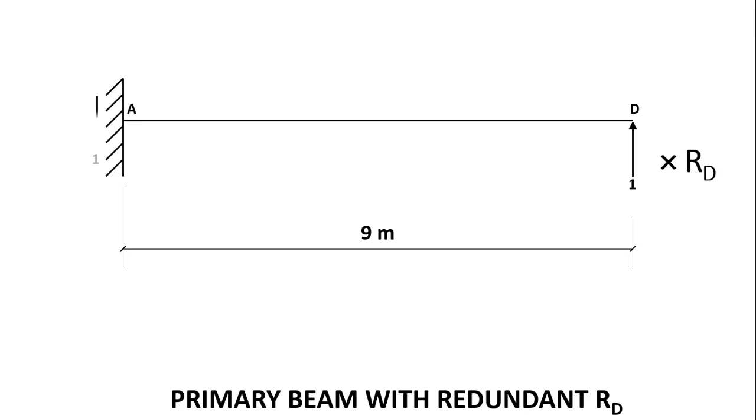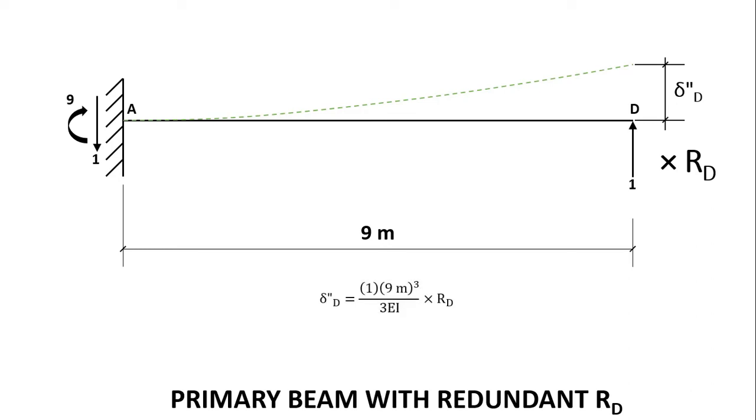Okay, so these are the reactions. Okay? So gagamitin naman natin dito si PL cube over 3EI. So ang deflection naman niya pataas. So this is the delta double prime D. Okay, so we have 1 times 9 meter cube over 3EI times the magnitude of RD na hindi pa natin alam. This is equal to what? 243 RD kilonewton meter cube over EI.